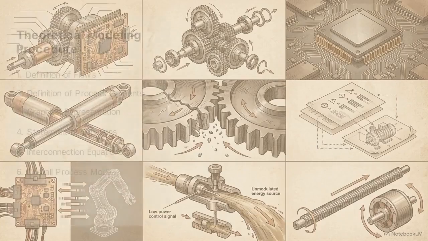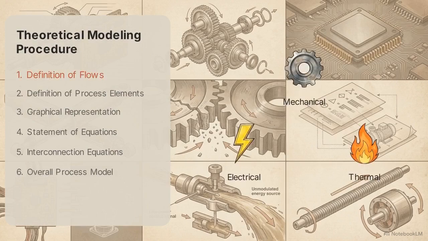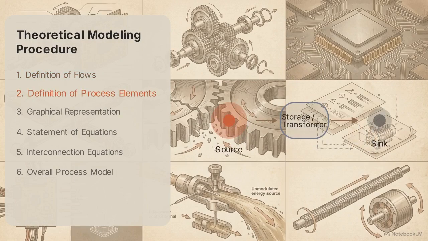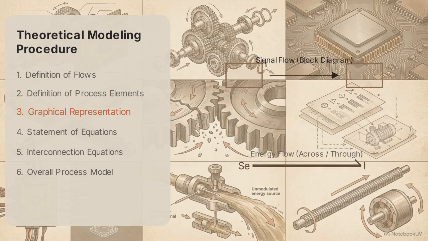Step 1 is the definition of flows. The engineer identifies the exact type of energy moving through the system, whether mechanical, electrical, or thermal. Step 2 defines the process elements. This maps out exactly where the energy originates at the sources, where it is dissipated at the sinks, and how it moves through storages and transformers. Step 3 is graphical representation. Engineers create block diagrams to track the signal flows and multi-port bond graphs to track the heavy energy flows.